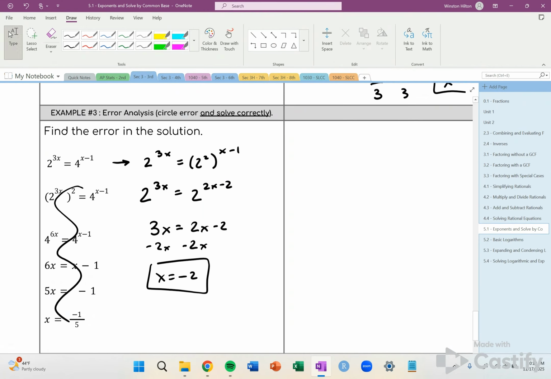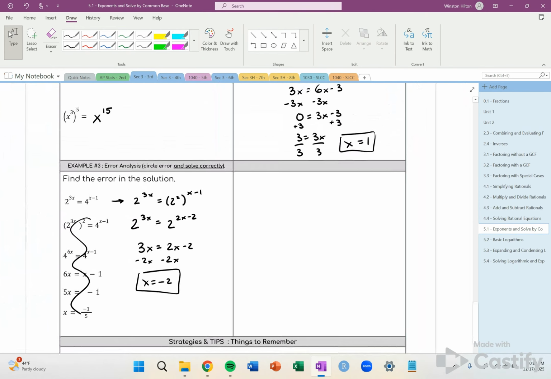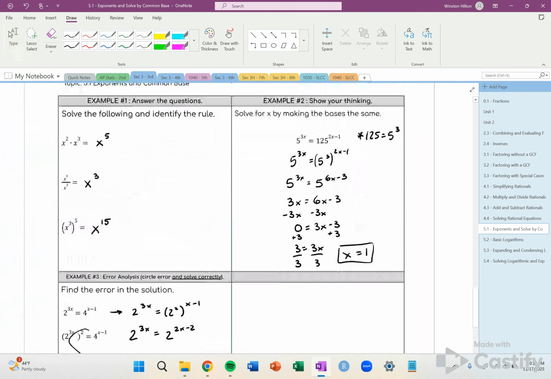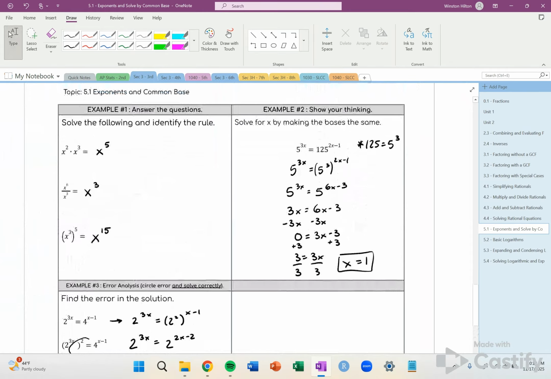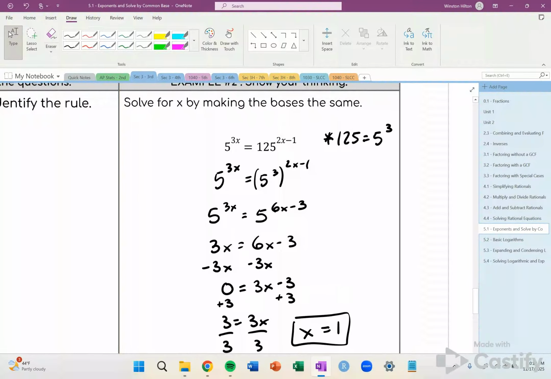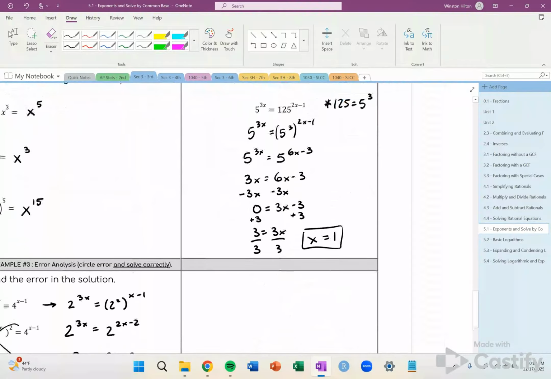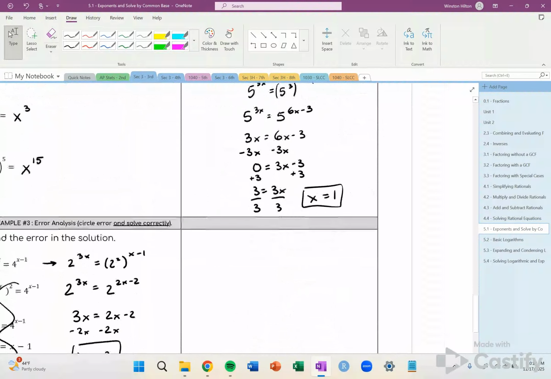All right, now, last thing. It hasn't really been brought to my attention, but I have realized that some of you might be wondering, how do you figure out which base to rewrite and in what way? Like, how did I know to rewrite 125 as 5 cubed? So what you want to do is look at your two bases and then take a look at the larger one first, all right? So in this case, we have 125.